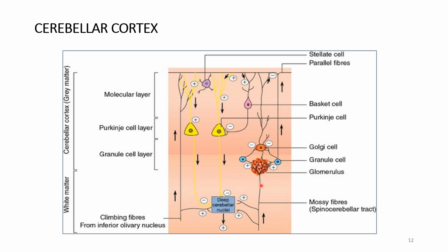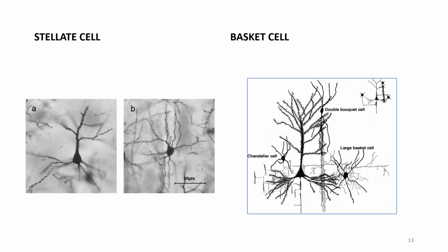This is the white matter which contains deep cerebellar nuclei. It has climbing fibers which arise from the inferior olivary nucleus and mossy fibers which arise from other nuclei. So you can see here the stellate cell is like this and the basket cell is like this. There are many other types of cells also. These are the main cells.